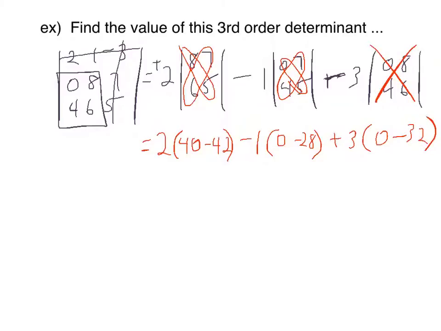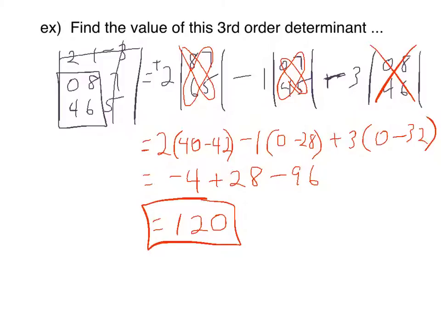And now let's just figure out what this thing equals. I have 2 times a -2, which is -4. I have -1 times -28, which is a +28. And then we have a 3 times a negative 32, which is a negative 96. And what does that give us? Well, if you add it up, that's going to equal 120. So the determinant is 120. This is a non-singular matrix.